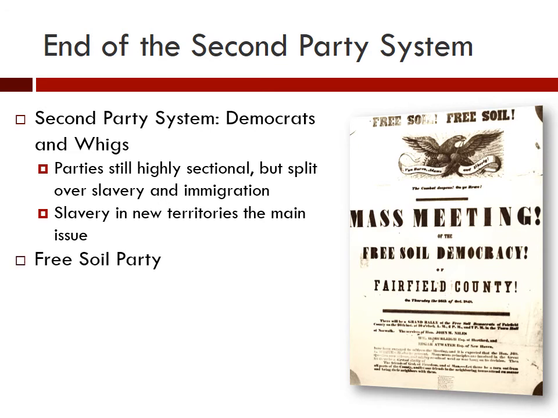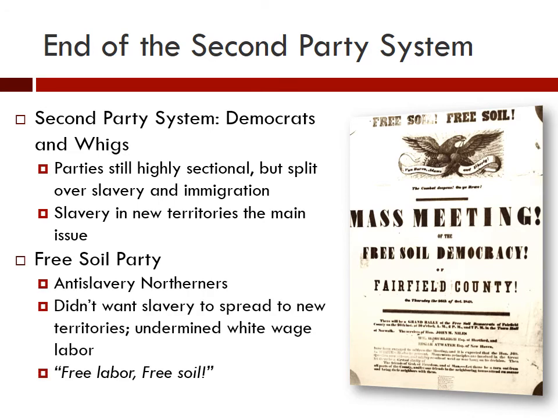Now, a new party that evolves at this time is the Free Soil Party. So the Free Soil Party was a group of anti-slavery Northerners who broke off from the Whigs because the Whigs would not take an official stance on slavery. So they wanted to take an official stance. And the kind of official side of the Free Soil Party is that, one, they didn't want slavery to spread into the new territories, especially into the California territory and the remaining Louisiana territory. But they also felt that slavery undermined white wage labor. Why would you pay a white man, even an immigrant who doesn't get paid a lot, why would you pay him when you could get a slave to do the job for free? And so they had the rallying cry of free labor, free soil.